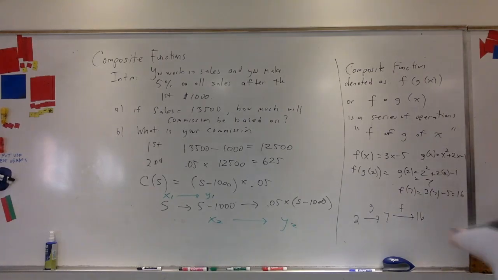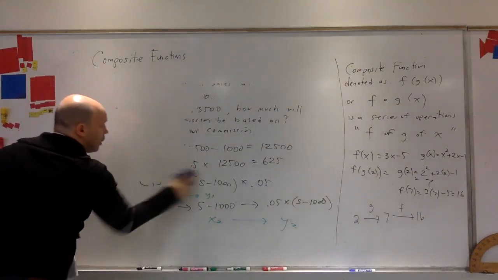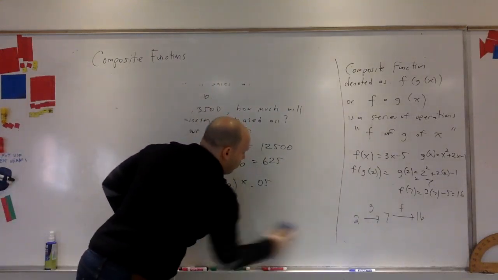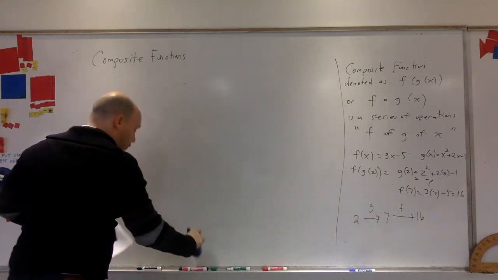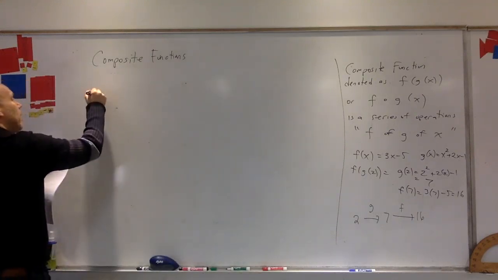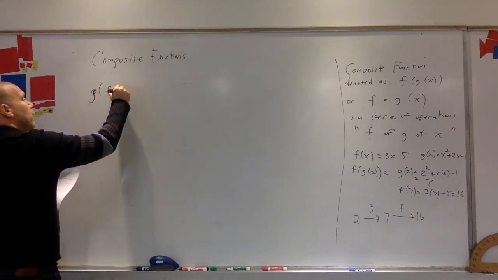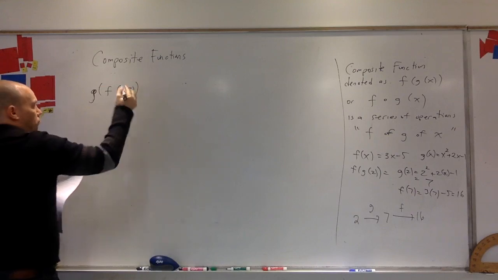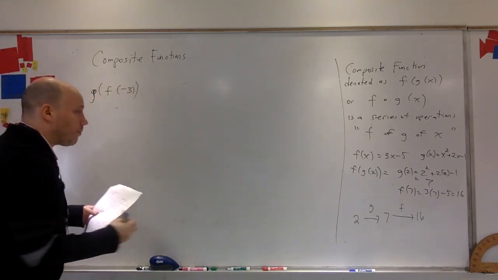Let's try another example. We're going to keep the f and the g the same. How about g of f of negative 3? Once again, we start with the f function.